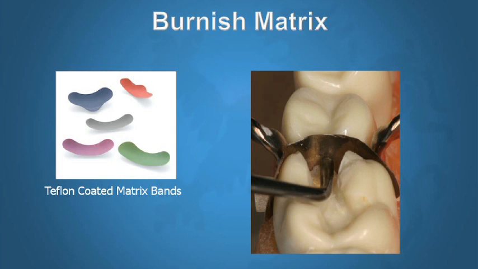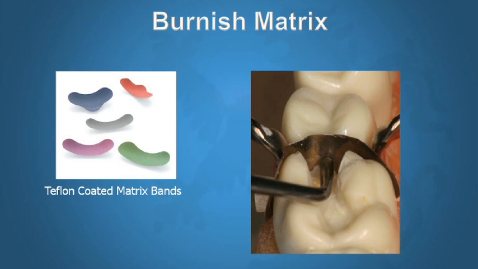Once you place your matrix band in your ring, I would suggest that you use the Teflon coated matrix bands, especially with the newer bonds. All the newer bonds are bonding to metal and to all the universal bonds, Clearfield SC Bond and Clearfield SC Protect. All of these bonding systems, they tend to bond to everything.